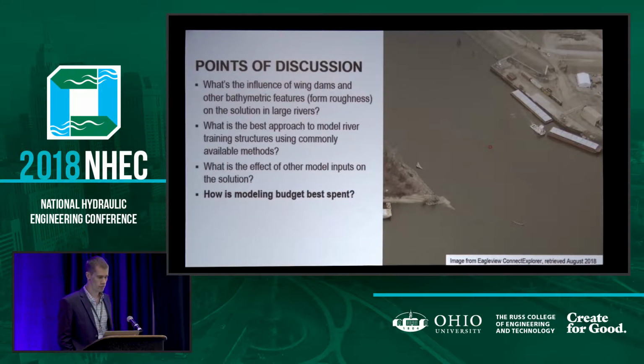So, transitioning to what I'm mainly talking about today: if we're interested in bridge hydraulics, what's the influence of wing dams? In this case, most of them were upstream of the bridge that we were interested in. What's the best approach to model those structures? And what's the effect of some other model inputs on the solution? And ultimately getting to the question of how the modeling budget is best spent.